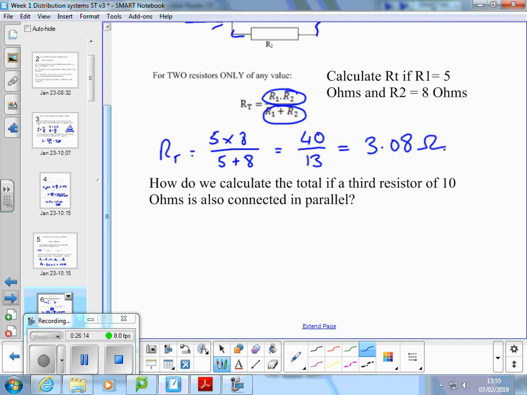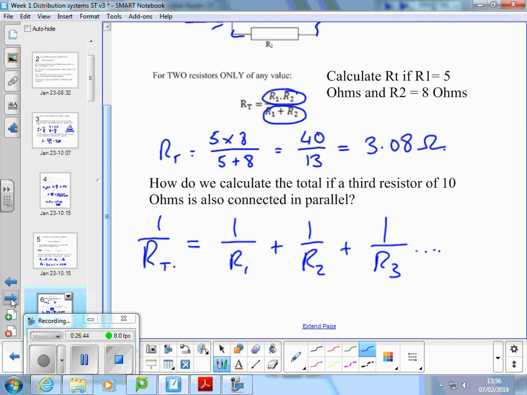How do we calculate the total if a third resistor of 10 ohms is also connected in parallel? So if we've got more than 2, 1 over RT is equal to 1 over R1 plus 1 over R2 plus 1 over R3, and that can go on for as long as you like.